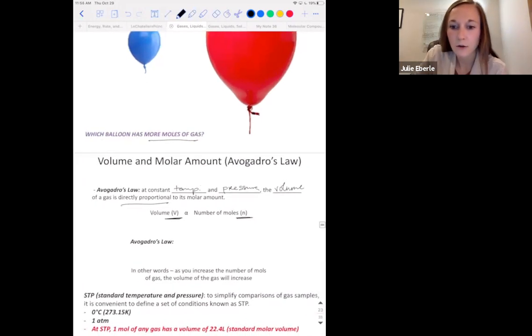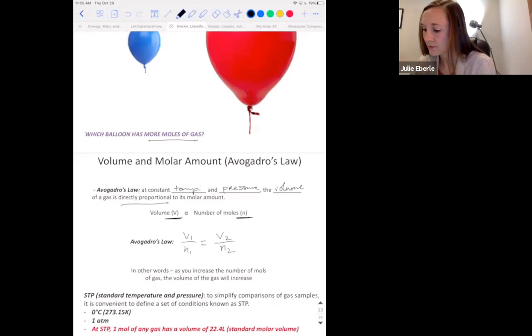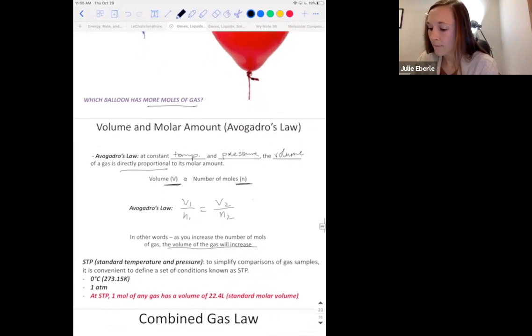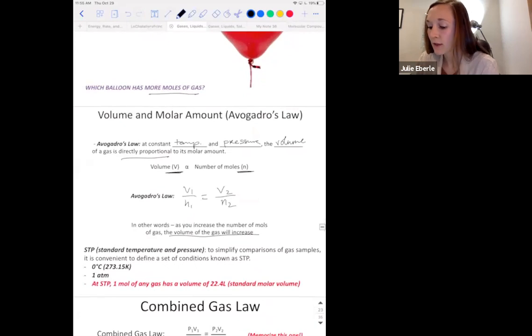All right, so Avogadro's law, what we have is V1 over N1 equals V2 over N2. Okay. And as you increase the number of moles of gas, the volume of the gas will increase.